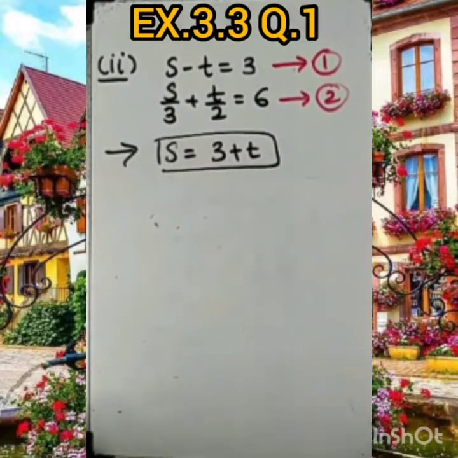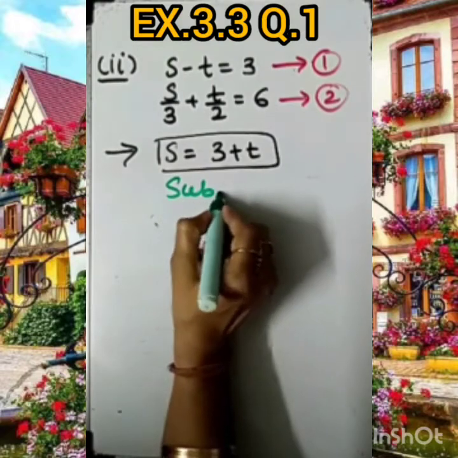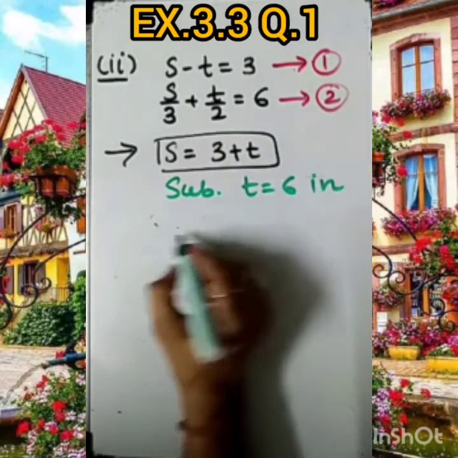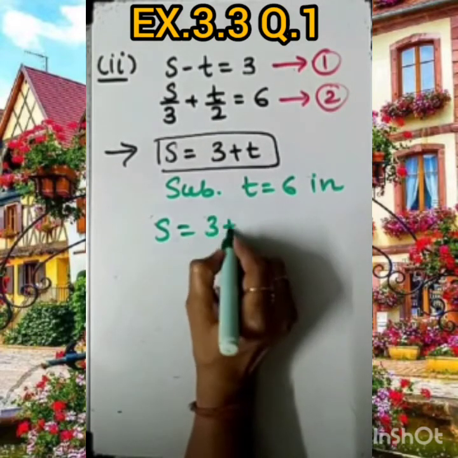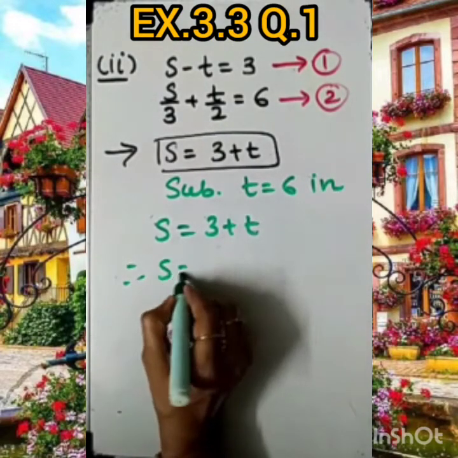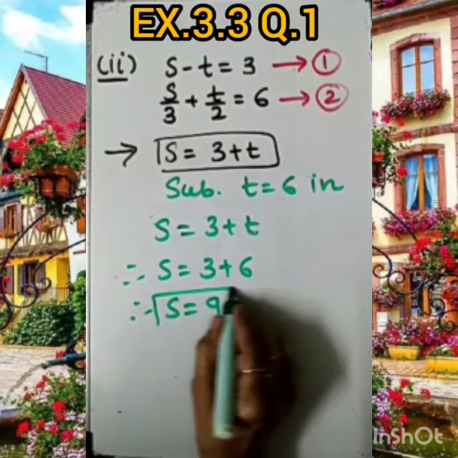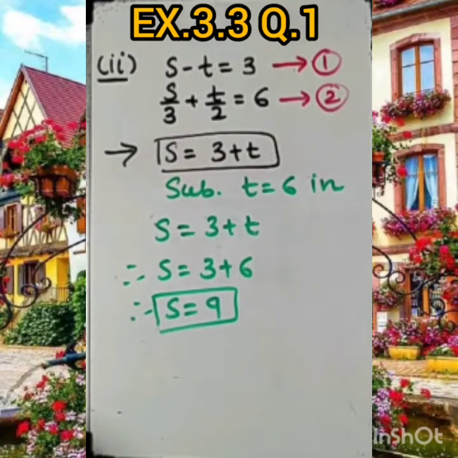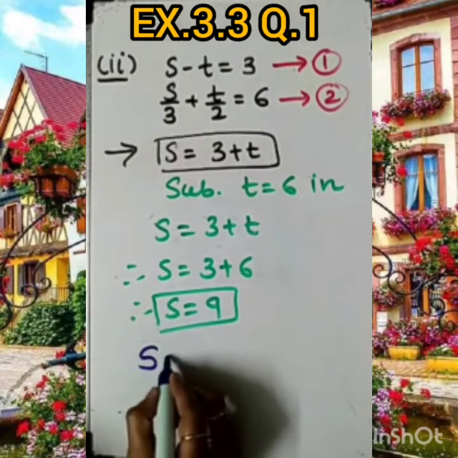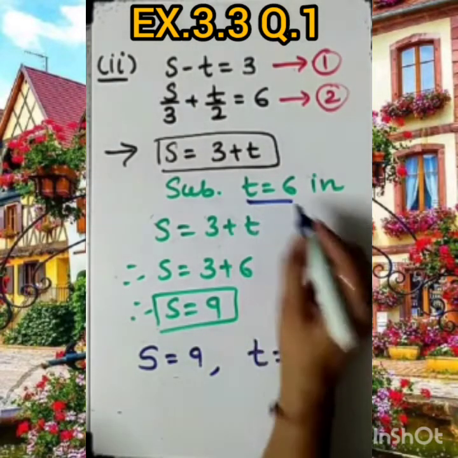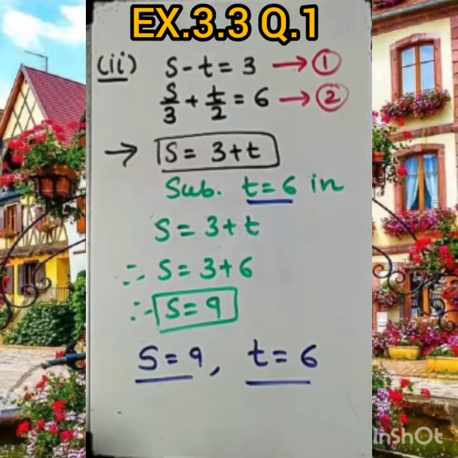So substituting the value of t equal to 6 in this. s equal to 3 plus t. Therefore, s equal to 3 plus 6. So s equal to 9. So what is the solution? We need to write the final answer, s equal to 9 and t equal to 6. This is the solution of this second question. Got it?